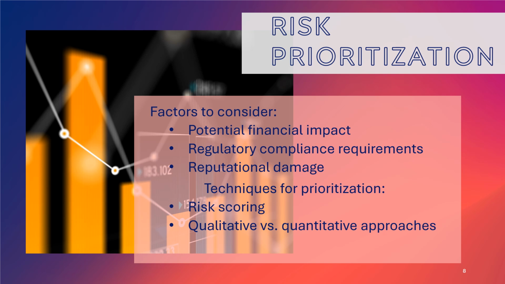Now that we have classified all the risks, next comes the prioritization. We can't tackle every single risk at once, so we need to decide which ones to focus on first. We consider things like how much money we could lose, whether we might break any laws, or if our reputation could be damaged. There are different ways to do this, but the goal is always to focus on the most important risks first.